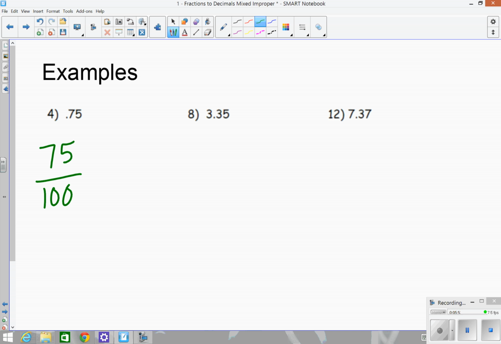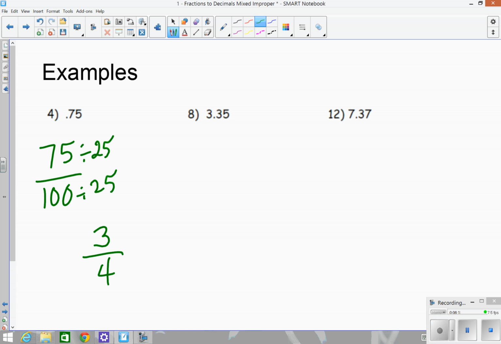But you could go ahead and say, oh, well, 25 goes into the numerator and the denominator, so I can divide by 25, and that will get you down to 3/4. Or if you saw that they could both be divisible by 5, you just continue until you get it in simplest form. Now the next two are slightly different in that we have a whole number involved.